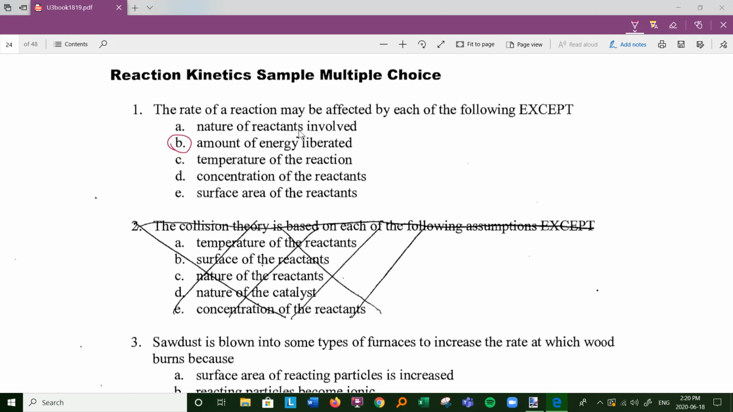Nature of the reactants, that affects the rate. Temperature of the reaction affects the rate. We've seen that. Concentration of the reactants, the more stuff we have in there, that affects the rate. Surface area affects the rate. Amount of energy liberated, we'll get that energy. The question is just how long. Kinetics tells us how long. So the rate doesn't depend directly on how much energy is liberated.